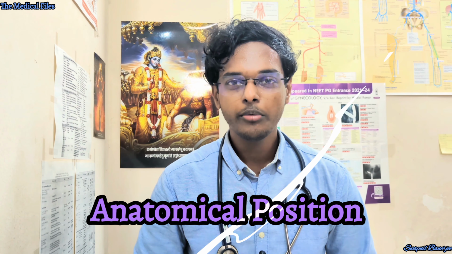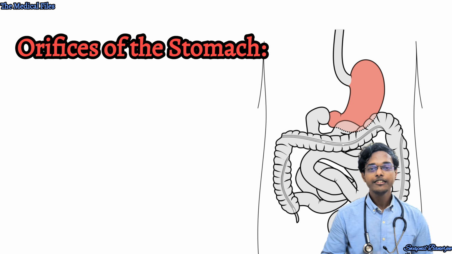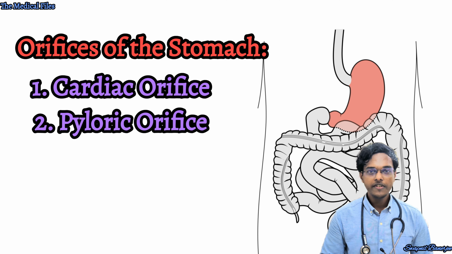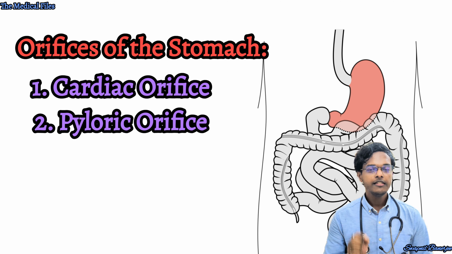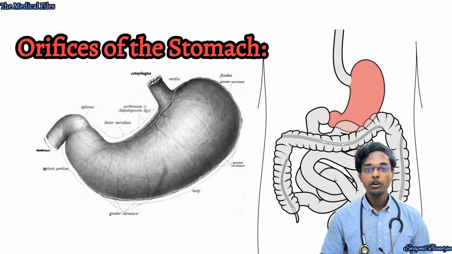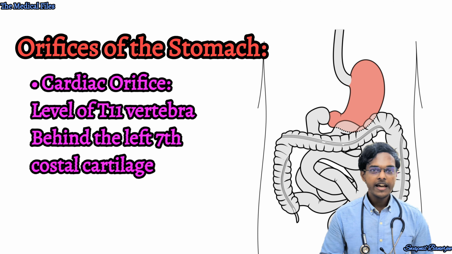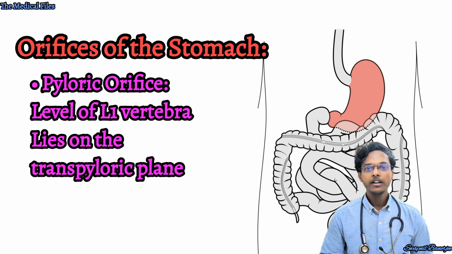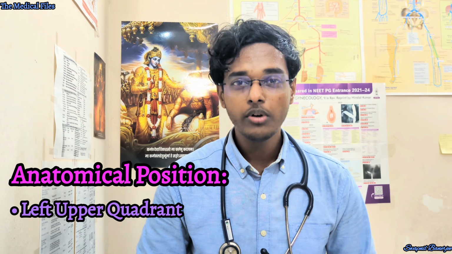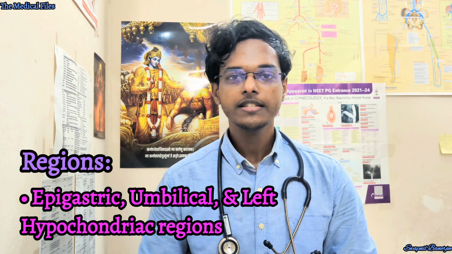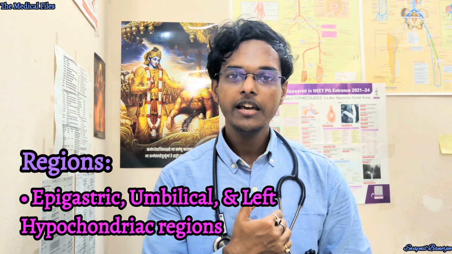So firstly, talking about the anatomical position of stomach. The stomach has 2 orifices: the cardiac orifice and the pyloric orifice. The cardiac orifice attaches the stomach with the lower part of esophagus and the pyloric orifice attaches the stomach with the first part of duodenum. The cardiac orifice lies at the level of T11 vertebra and the pyloric orifice lies at the level of L1 vertebra. Now if we talk about the quadrants, then the stomach specifically occupies the upper left quadrant of our body. Now talking about the regions, the stomach occupies the umbilical, epigastrium and left hypochondrium regions.